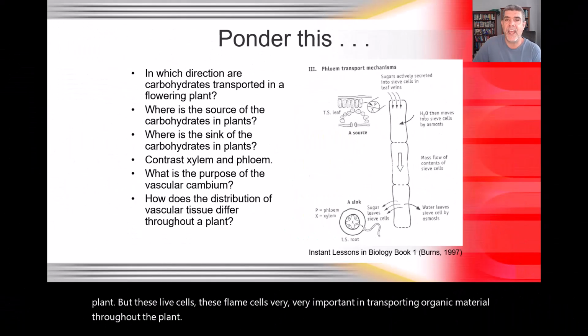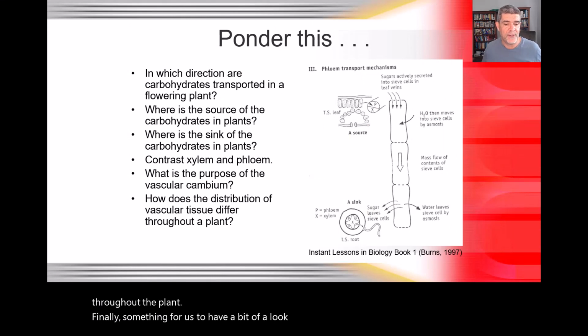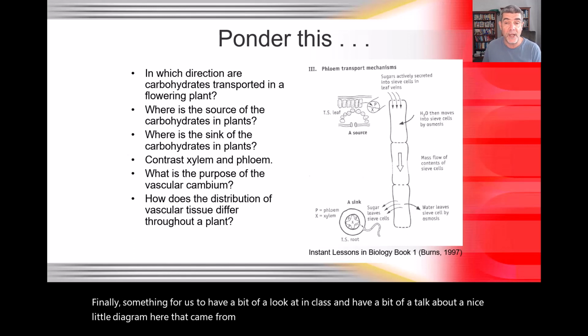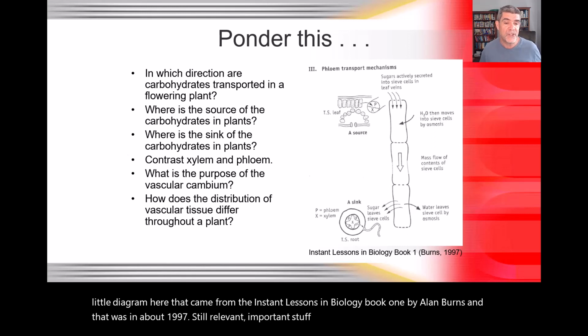Finally, something for us to have a bit of a look at in class and have a bit of a talk about, a nice little diagram here that came from the Instant Lessons in Biology, Book 1 by Alan Burns, and that was in about 1997. Still relevant, important stuff now. But you can see a source and a sink. So a couple of questions to ponder.